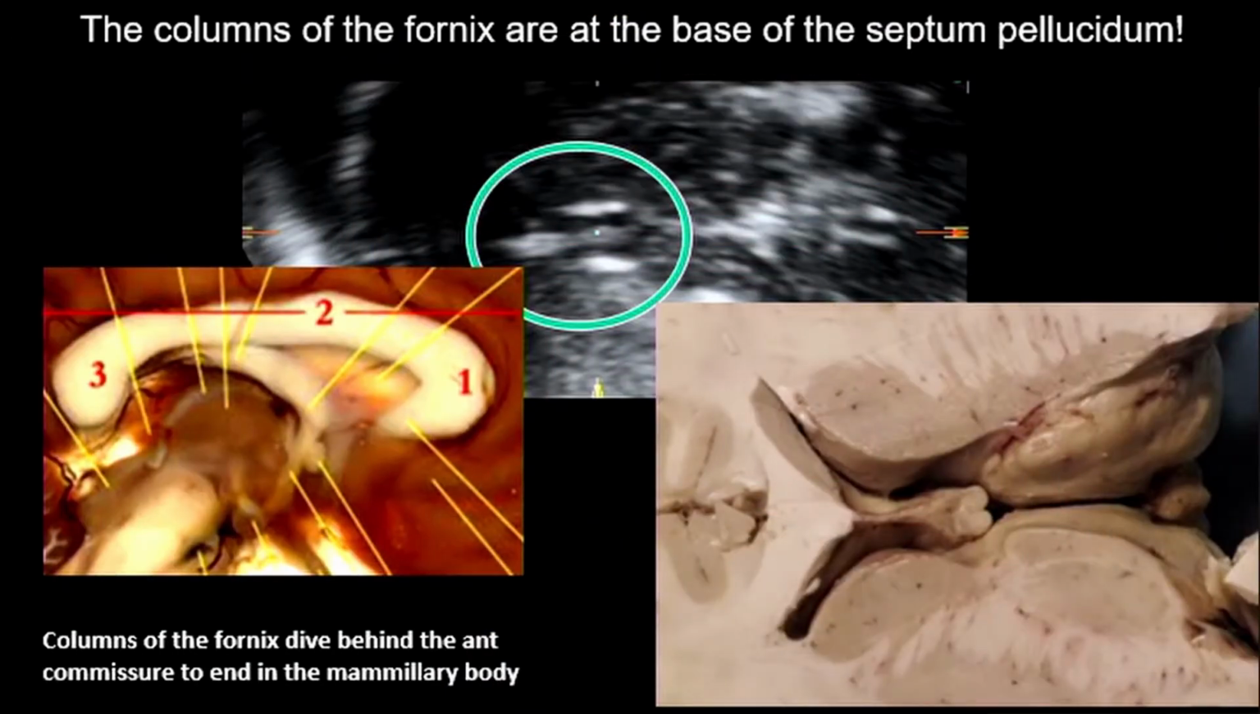The columns of the fornix are actually at the base of the septum pellucidum. If you see the blue structures, those are the columns of the fornix going up and down at the base of the septum pellucidum, and are identified on our ultrasound in this location. They cannot continue to go forward and meet our anatomic tractography.